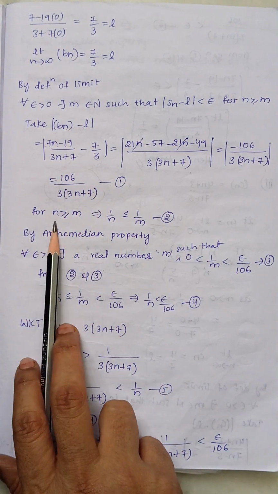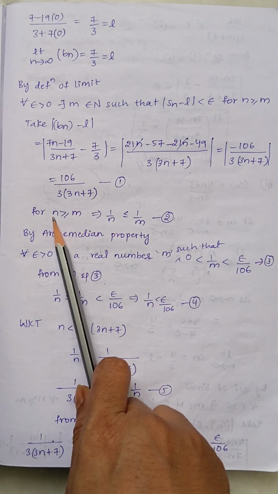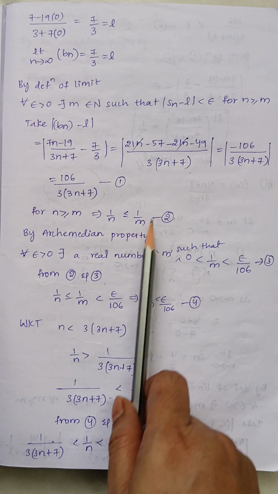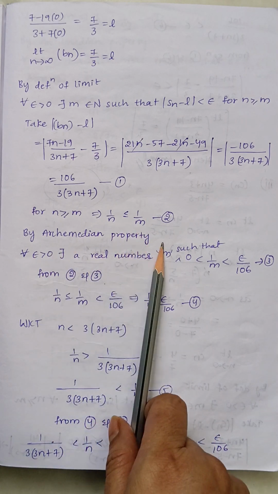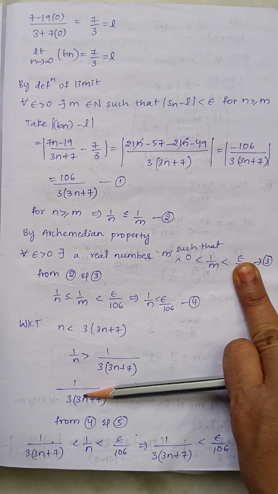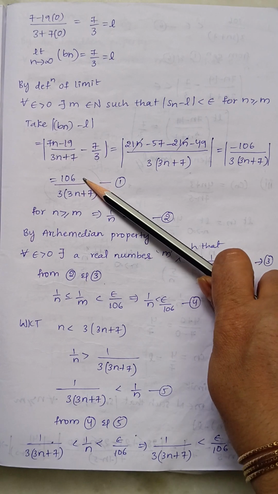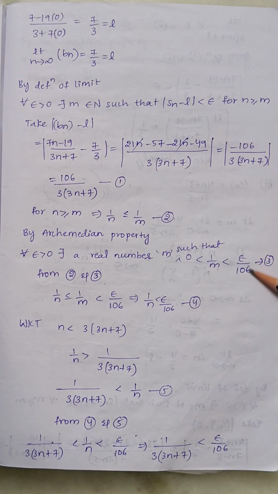For that, same as the previous problem, these steps are the same, because for n greater than or equal to m, always 1/n is less than or equal to 1/m. Always by the Archimedean property, 1/m is less than epsilon. But in the numerator here 106 is there. So according to the problem, for our convenience we are taking epsilon by 106.